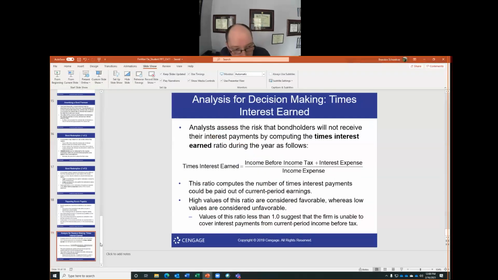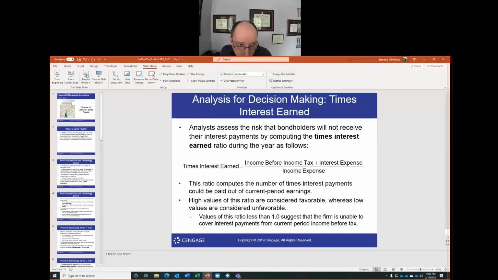And that is the conclusion of bonds payable. Any questions on bonds? Before we move into stocks, another fun topic. We're good on bonds?